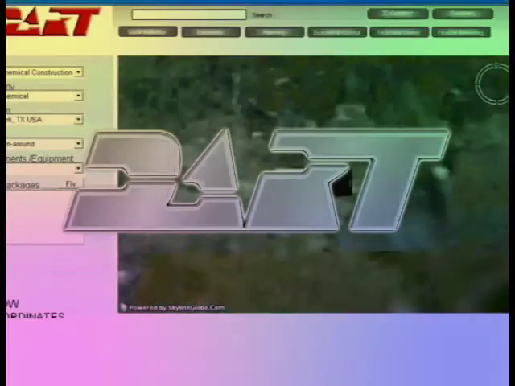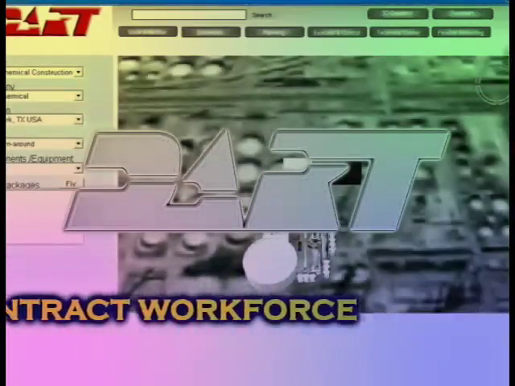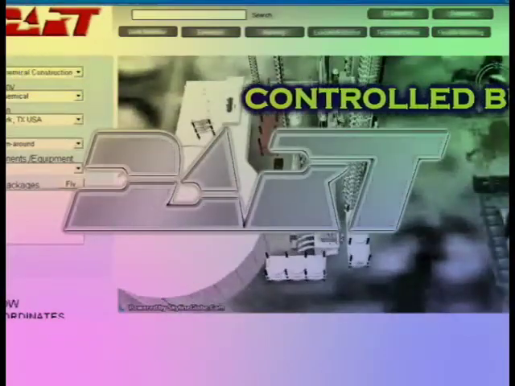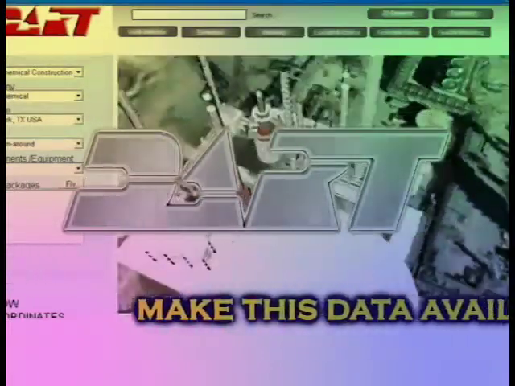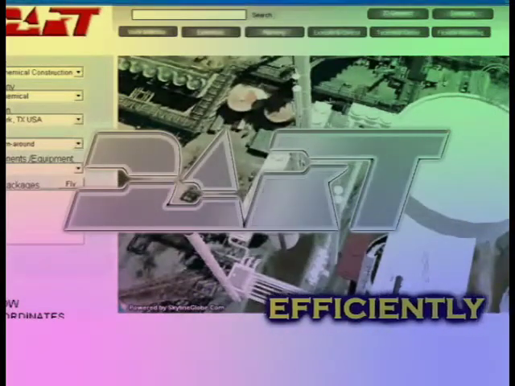It then synchronizes facility operations and the contract workforce while communicating real-time results anywhere in the world to ensure a controlled budget and preempt schedule delays. The goal is to make this data available to anyone, anywhere, and at any time a project management team feels it can be used to work more efficiently and safely.